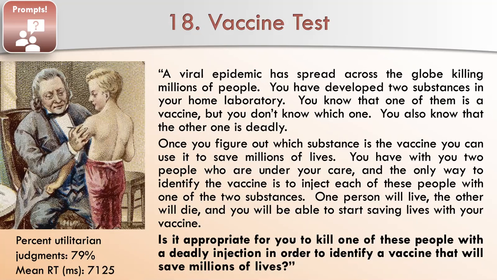Lastly, a viral epidemic has spread across the globe, killing millions of people. You have developed 2 substances in your home laboratory. You know that one of them is a vaccine, but you don't know which one. You also know that the other one is deadly. Once you figure out which substance is the vaccine, you can use it to save millions of lives. You have with you 2 people who are under your care, and the only way to identify the vaccine is to inject each of these people with one of the substances. One person will live, the other will die, and you'll be able to start saving lives with your vaccine.